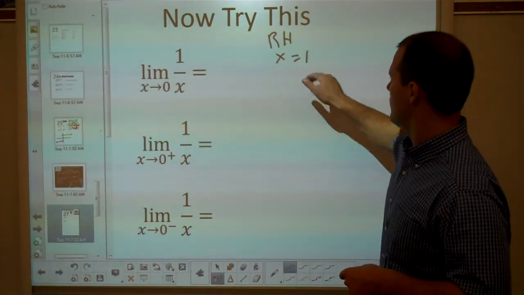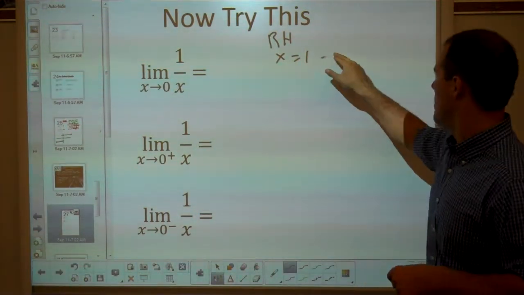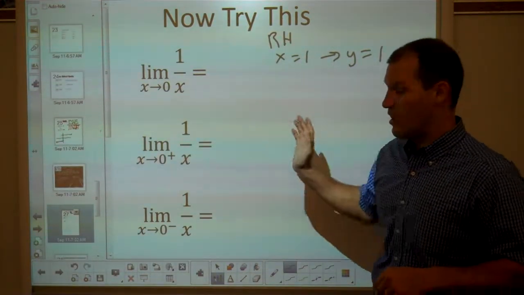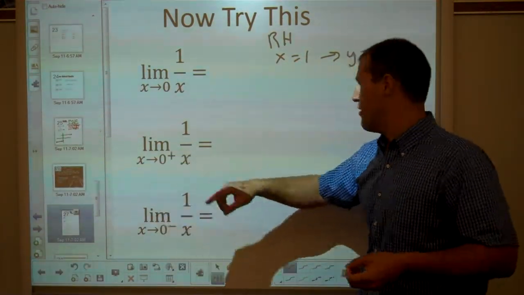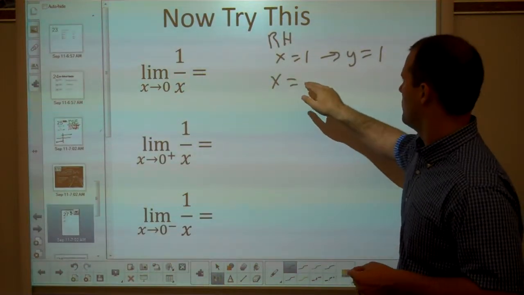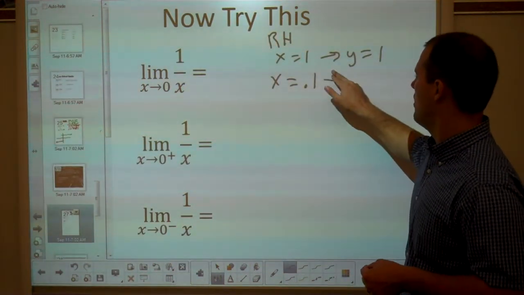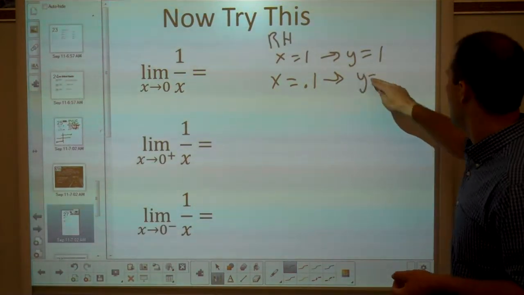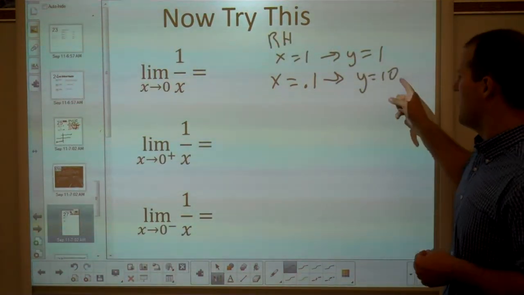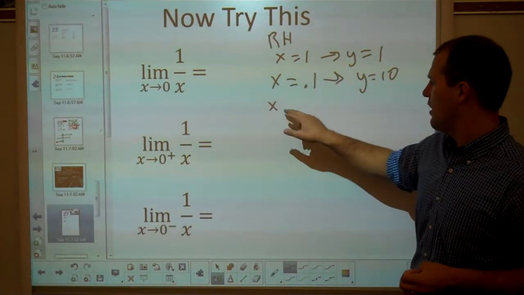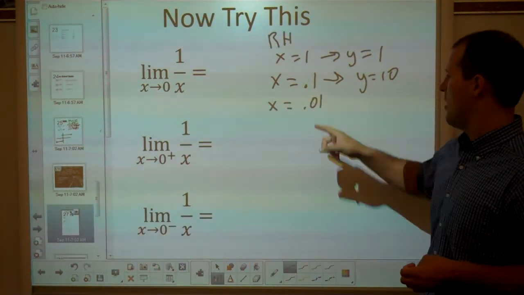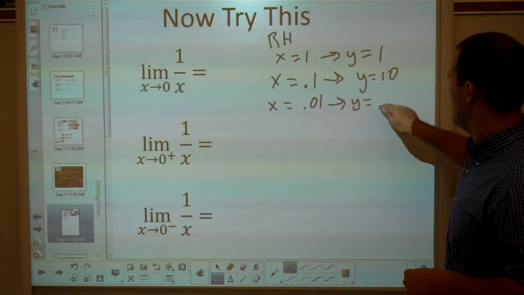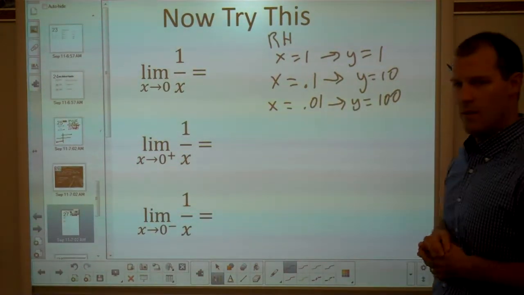And so we'll start with x equals 1. 1 divided by 1 is 1. So y equals 1. Okay, let's try another one. I'm going to get closer and closer with my x value to 0 now. So if I try x equals 0.1, 1 divided by 0.1 should be 10. Okay, so they're getting bigger. Let's go a little bit closer. x equals 0.01. I'm going by orders of magnitude here. And so now I get y equals 100.